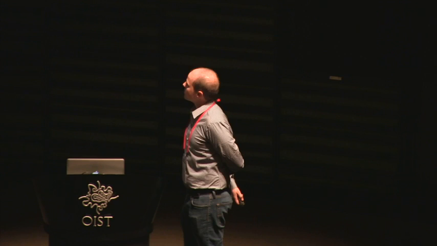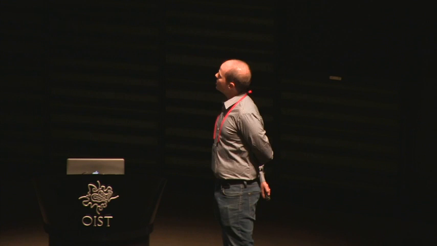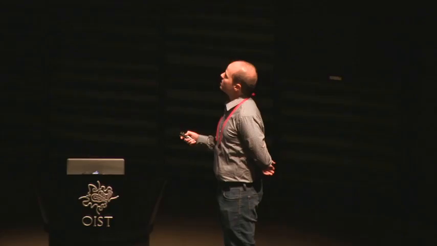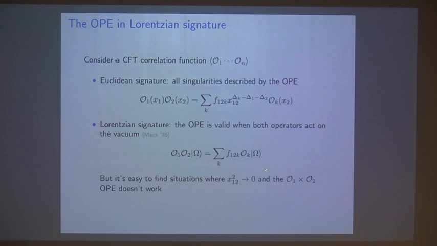In Lorentzian signature, the situation is different. The OPE in Lorentzian signature is valid when both operators act on the vacuum. So it's really a statement of an equality between states. We have the vacuum, and if we act with two operators on the vacuum, we get a state that can be expanded in terms of states created by a single operator. But it's easy to find situations where you might want to do the OPE because, say, some space-time interval is going to zero, but you're not allowed because the two operators don't act on the vacuum.